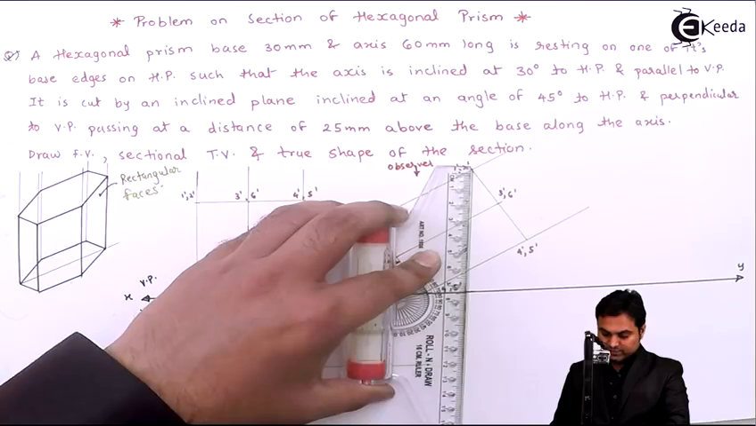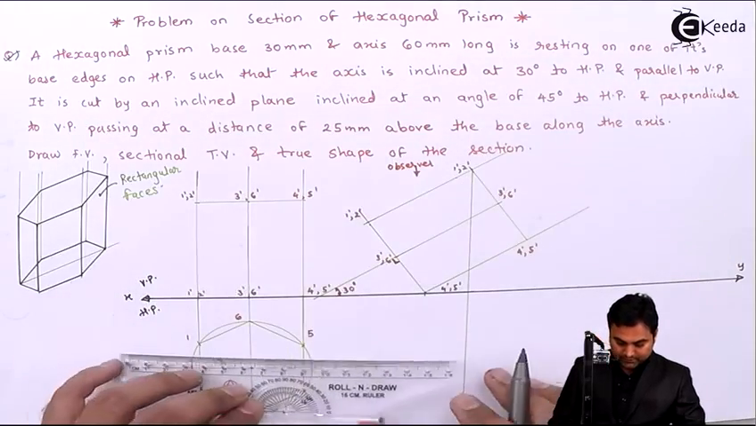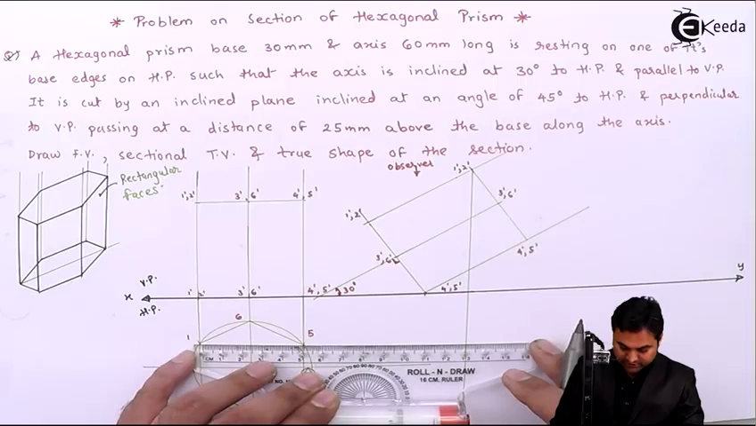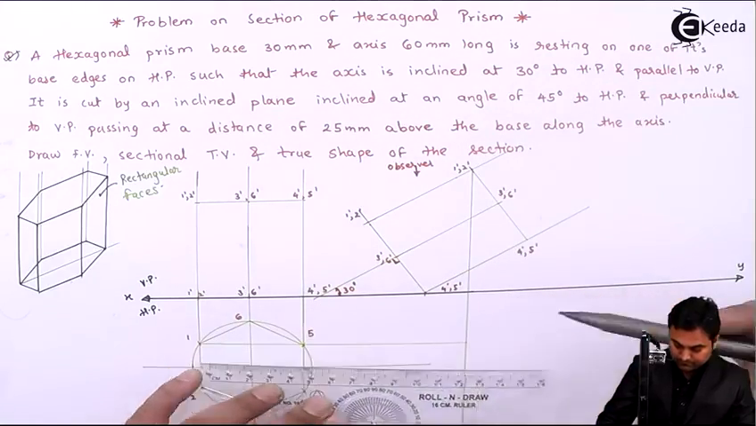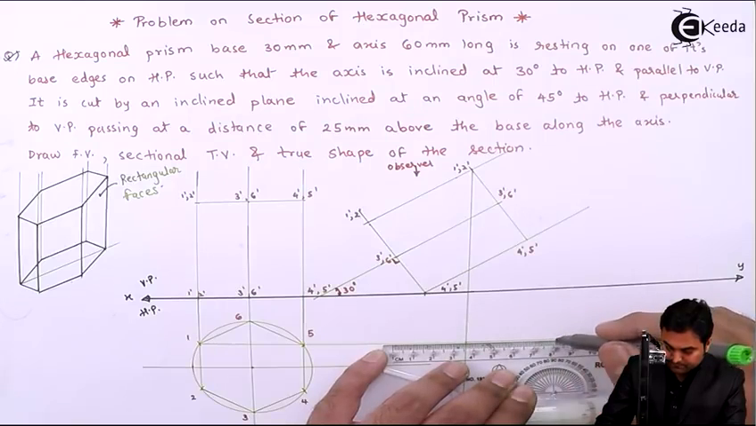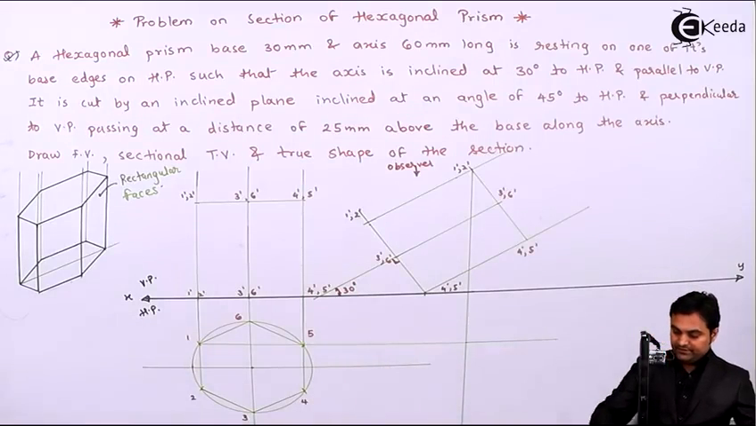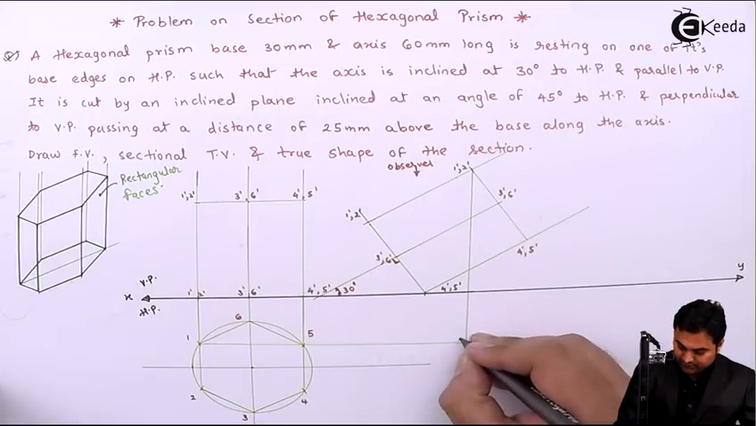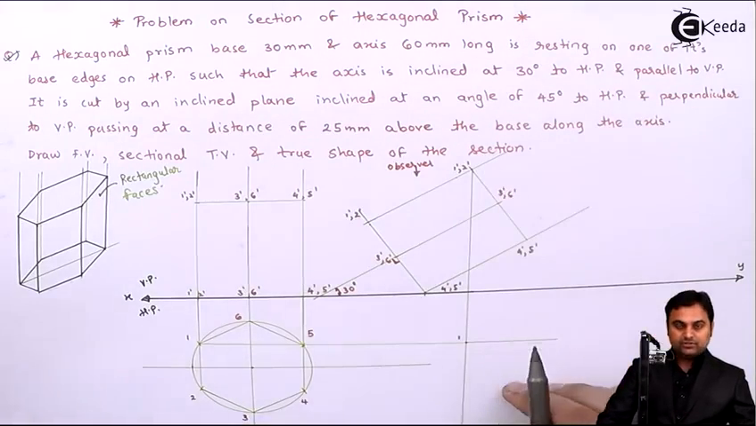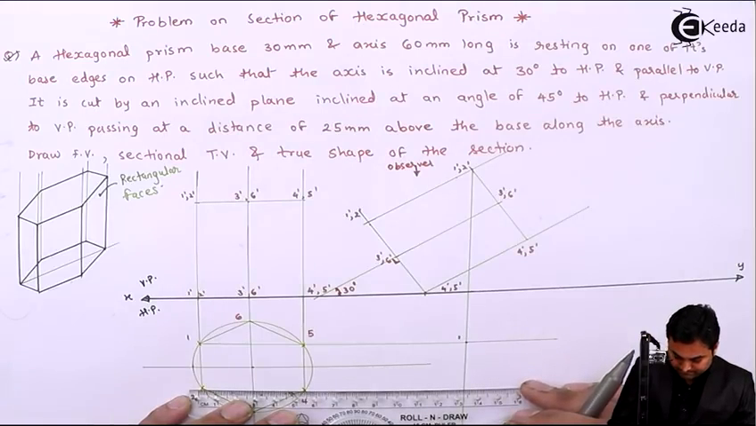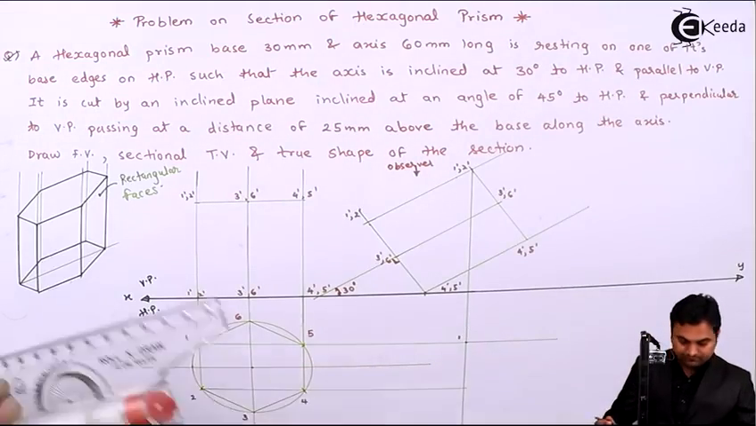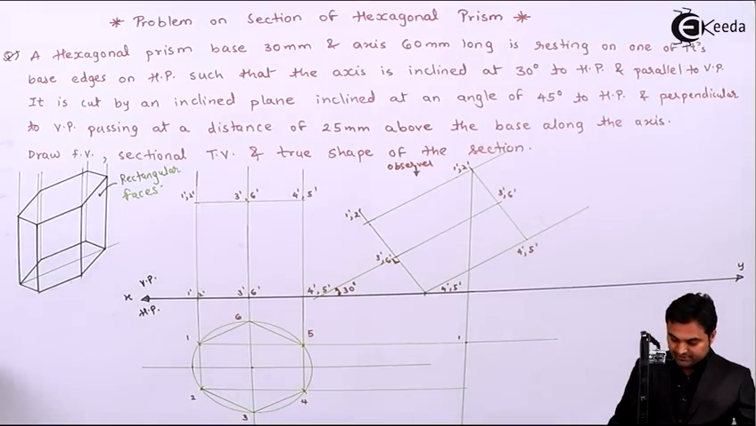So projecting 1 dash 2 dash with the help of light lines, and then point 1 is at this location. So here I'll get it as point 1. Where they intersect, that's going to give me point 1. Then 2 dash is also onto the same line. This gives me point 2.